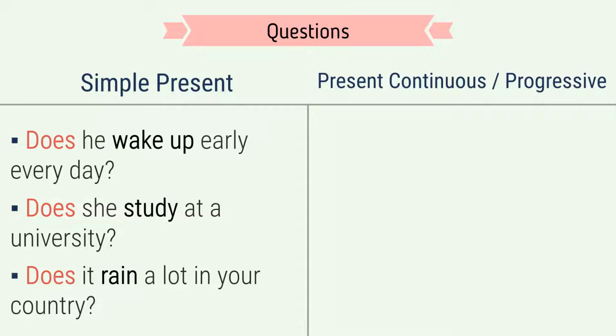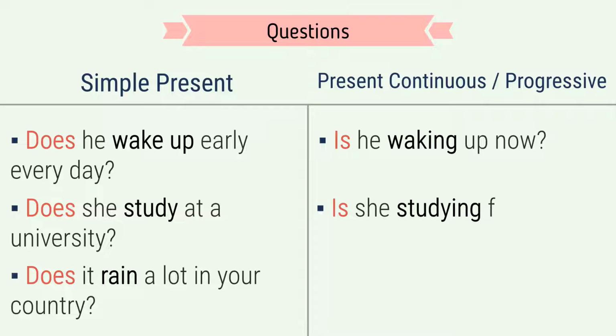With he, she, it, on the progressive side, it's going to be is. Is he waking up now? Is she studying for her exams? Is it raining today?